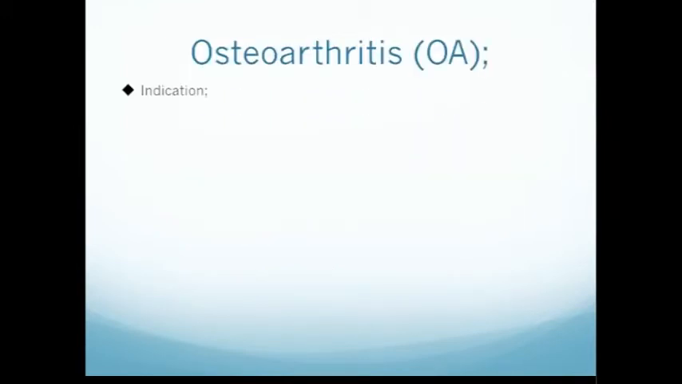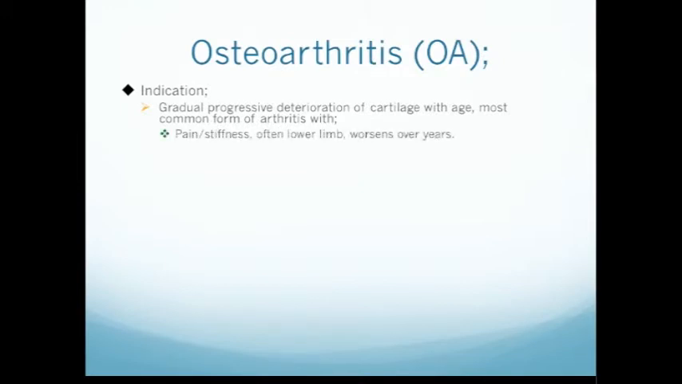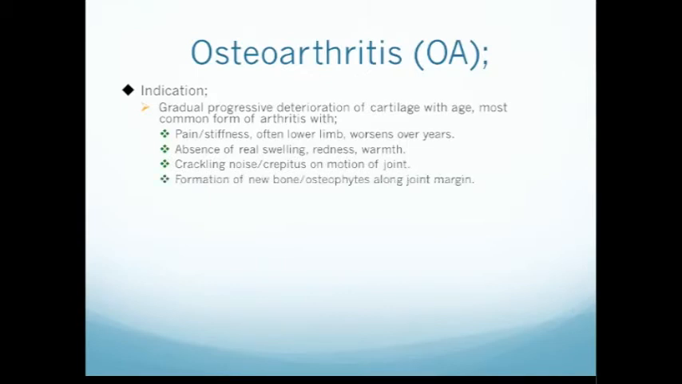Osteoarthritis. Indication: this is a gradual, progressive deterioration of cartilage that occurs with age. It's the most common form of arthritis, characterized by pain and stiffness, often in the lower limb, worsens over years. There's the absence of real swelling, redness, or warmth. There may be a crackling noise, crepitus, on motion of the joint. Formation of new bone, osteophytes, is characteristic along the joint margin.